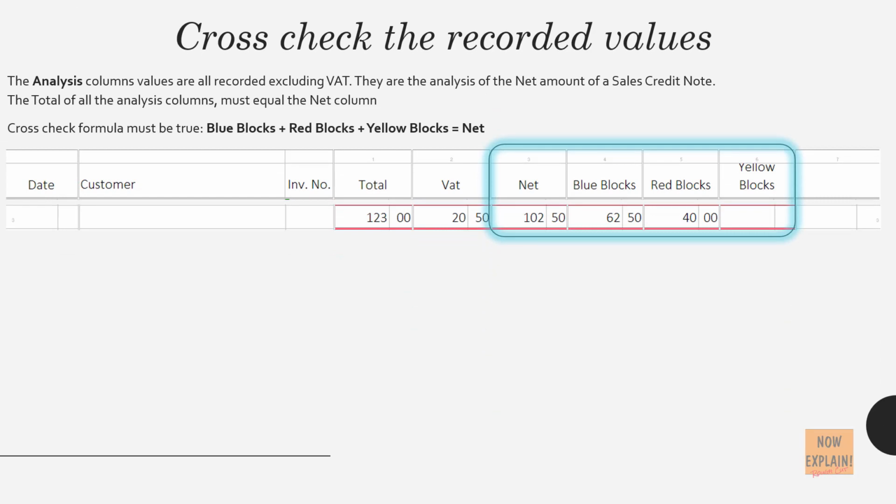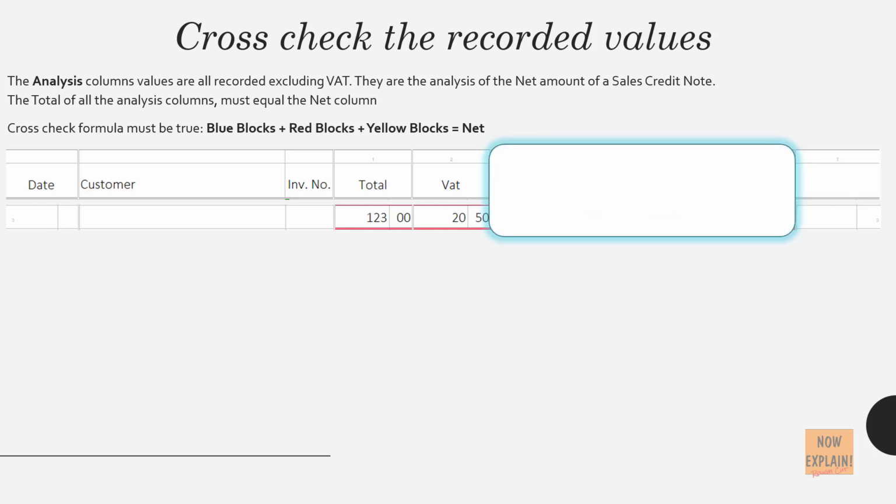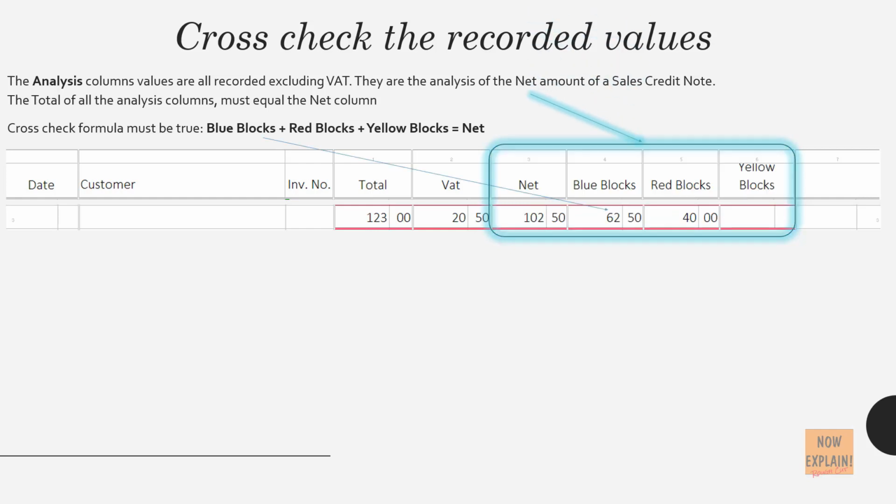We need to cross-check the recorded values. The analysis column values are all recorded excluding VAT. They are analysis of the net amount of a sales credit note. The total of all the analysis columns must equal the net column. Cross-check formula must be true: blue blocks plus red blocks plus yellow blocks must equal the net.